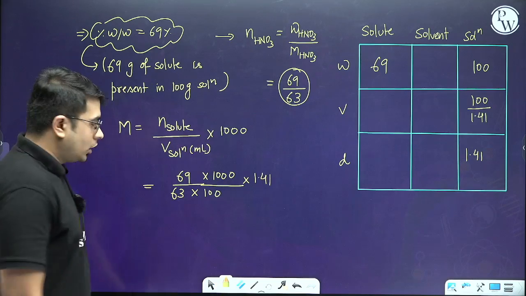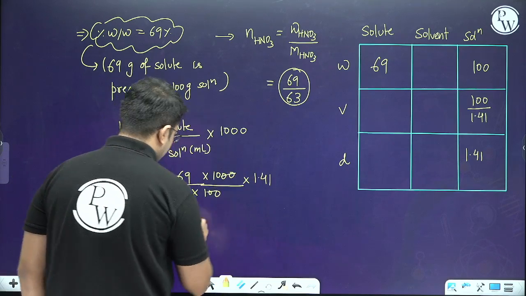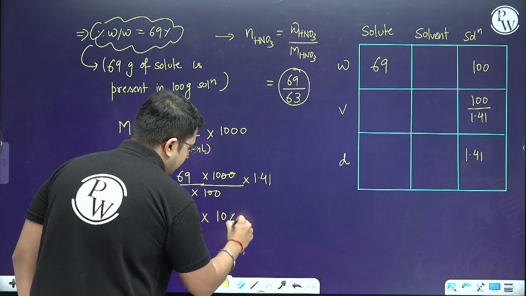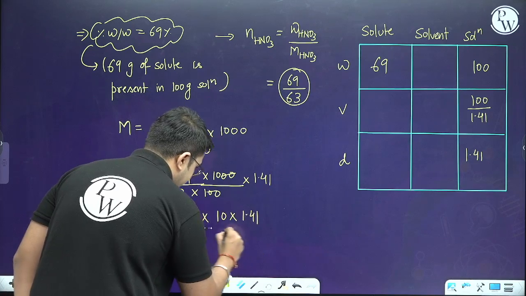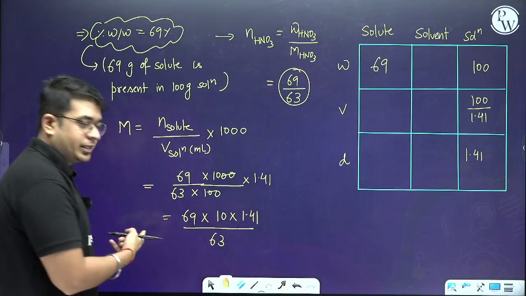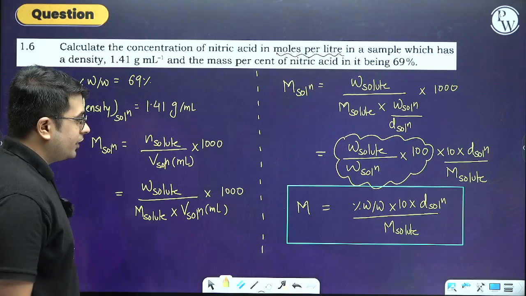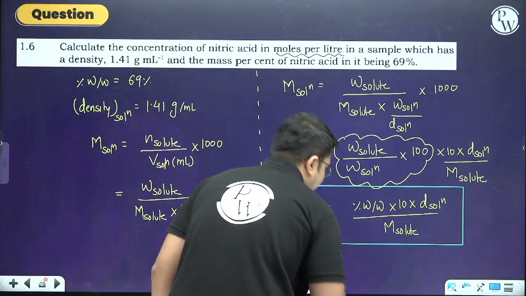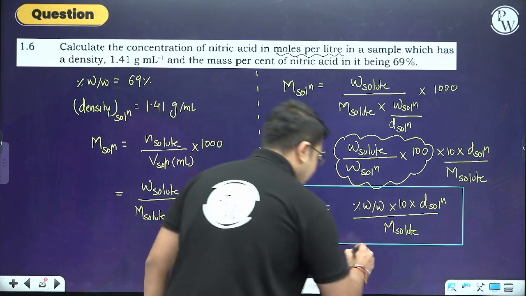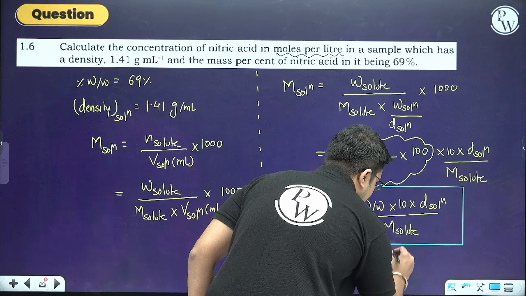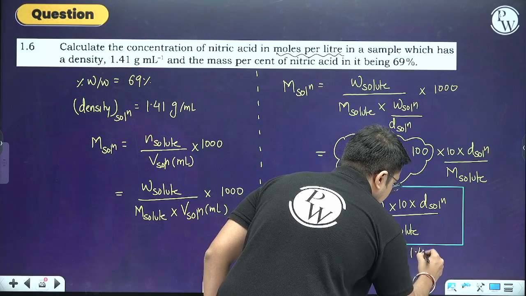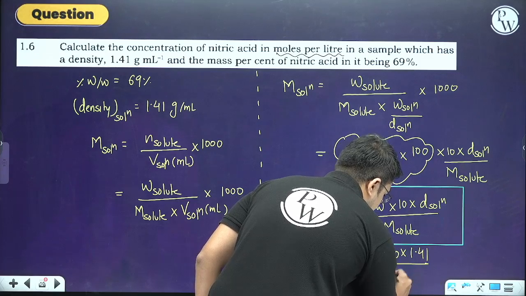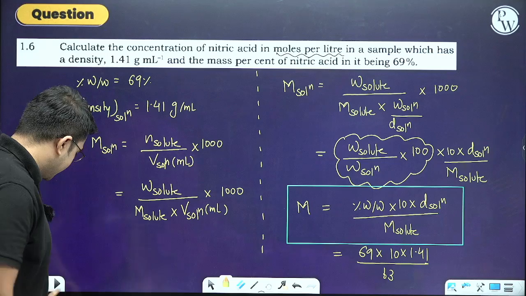Now if you solve this, you will get the value as 69 multiplied by 10 multiplied by 1.41 divided by 63, same value. Now put the values in this formula. You can see we have same value. Percentage W by W is 69% multiplied by 10 multiplied by density 1.41 divided by the molar mass of solute, which is 63. So you can see both the values are coming as same.